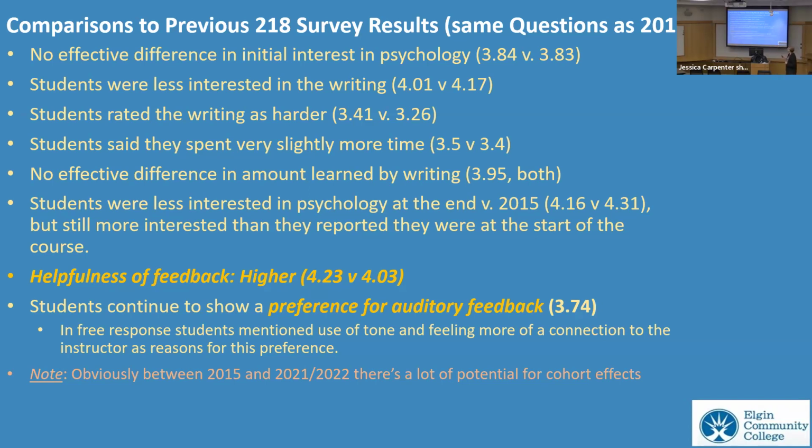Okay. And here's the preference for auditory feedback. So they still preferred that versus visual feedback. So 3.74 on a 5-point scale. So pretty significant. I do swap to written feedback in like unit 3 because some students do prefer the written feedback.